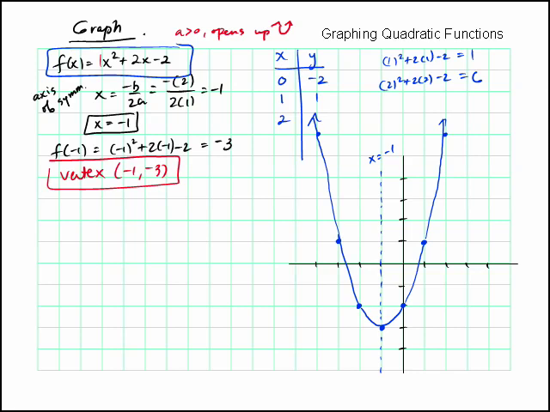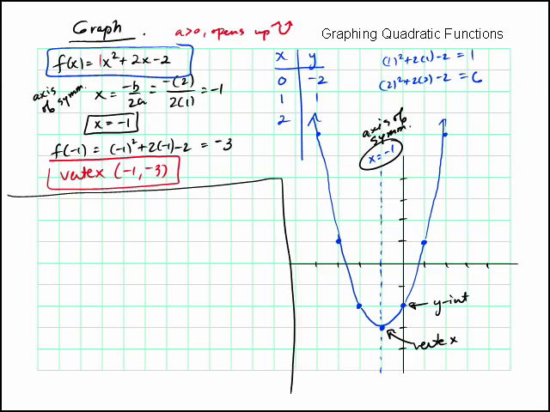Let's make sure that we have all the features that we might be asked for. Notice that there's the vertex. We have our axis of symmetry. We have right here, that is where it crosses the y-axis, that's our y-intercept. But what about the x-intercepts? We don't exactly know where they are. If you had to find them, this is how we would do it.